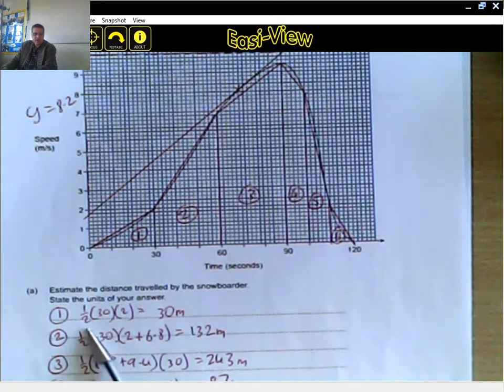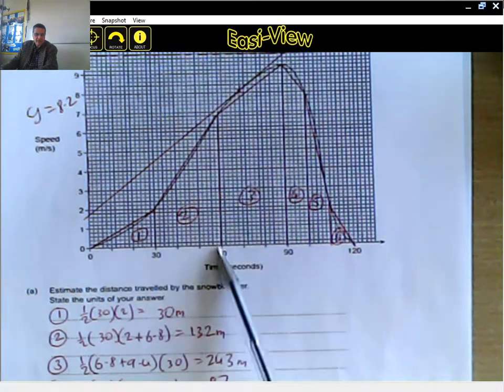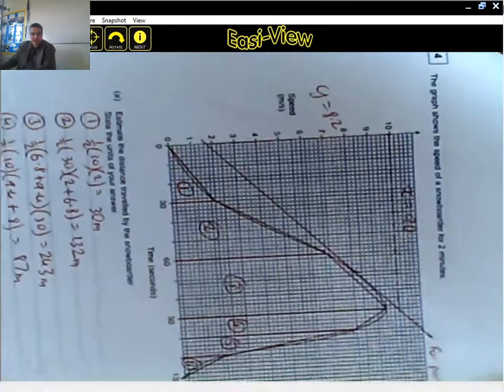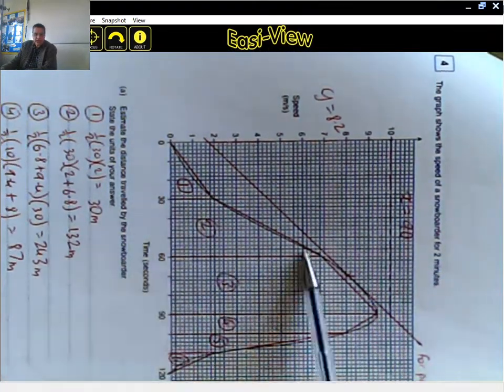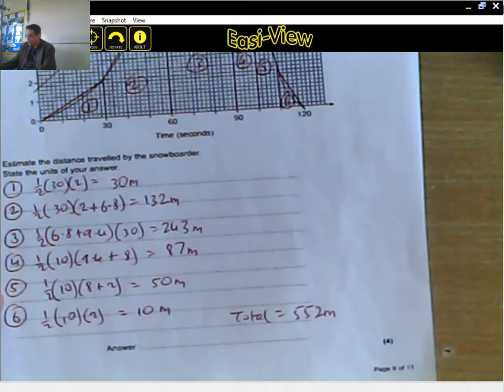So it's half times the base of 30, and then that will be my A and my B, yeah? My A there and my B there. So if you like, it's a trapezium on its side. There's your A, there's your B, and there's your H. So I did that for every section and added up all the distances and came to 552.